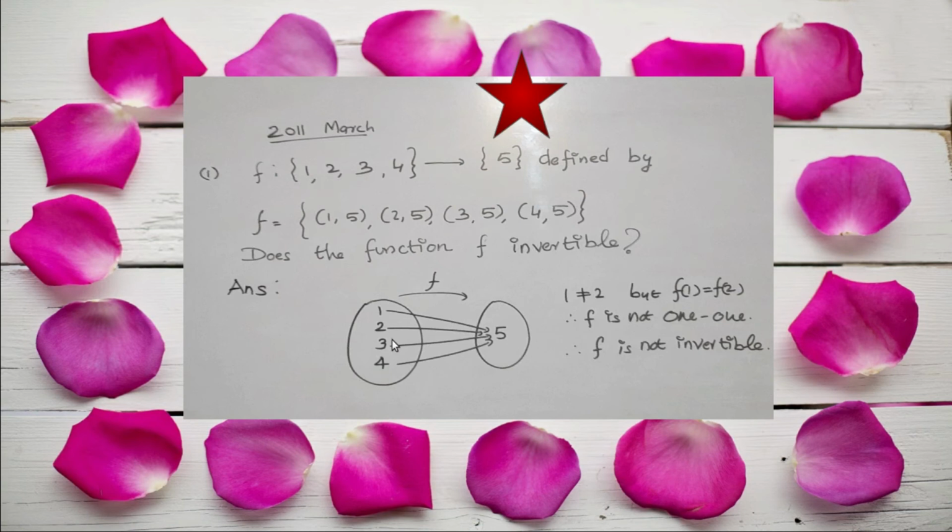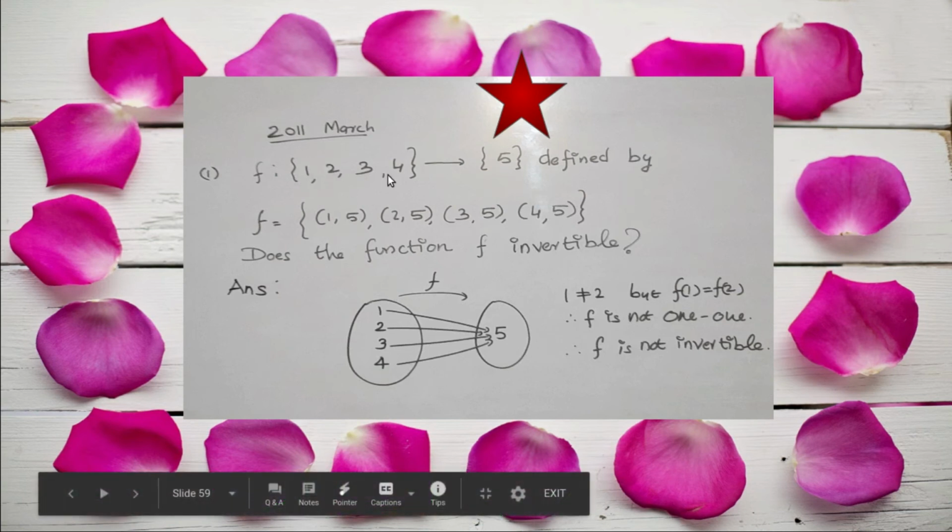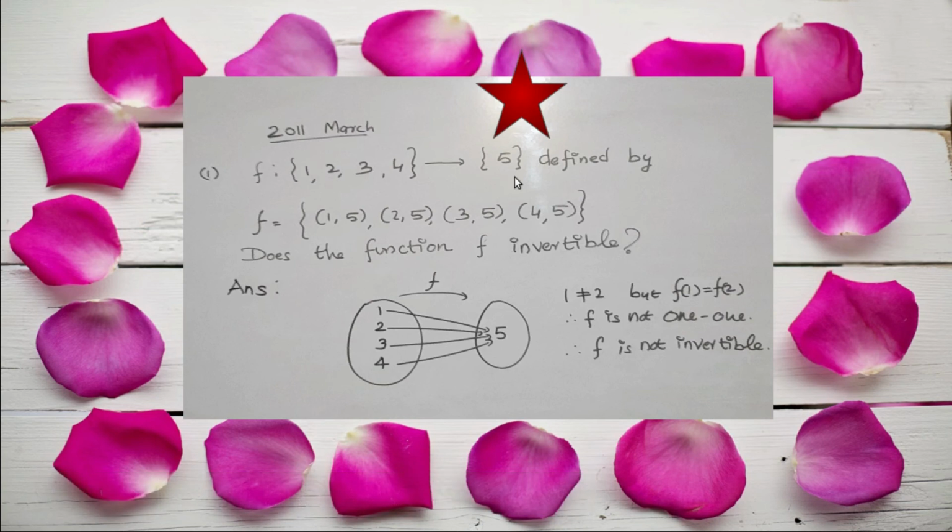Now the arrow diagram of this function: the first set consists of 1, 2, 3, 4. The second set consists of only one element, and the map is 1 to 5, 2 to 5, 3 to 5, 4 to 5. Clearly this function is not one-one. Different elements are mapped to the same element. So this is not one-one, so it is not invertible.